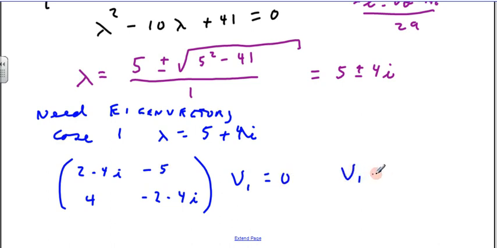So v1, by inspection. How about 1 plus 2i and a 2? 1 plus 2i gives me 10, minus 10. 1 plus 2i gives me 4i minus 4i minus 2 minus 4 plus 4. So that's good. Okay, well, except for 2 dots on the i, I'm all set.